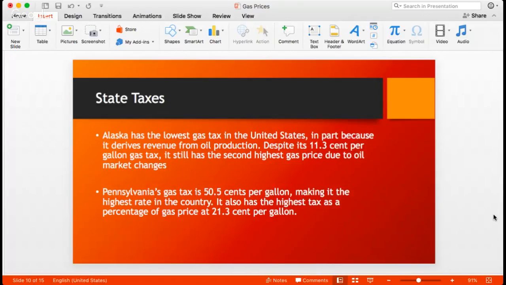Alaska has the lowest gas tax in the United States, in part because it derives revenue from oil production. Despite its 11.3 cent per gallon gas tax, it still has the second highest gas price due to oil market changes. Pennsylvania gas tax is 50 and a half cents per gallon, making it the highest rate in the country. It also has the highest tax as a percentage of gas price at 21.3 cents per gallon.